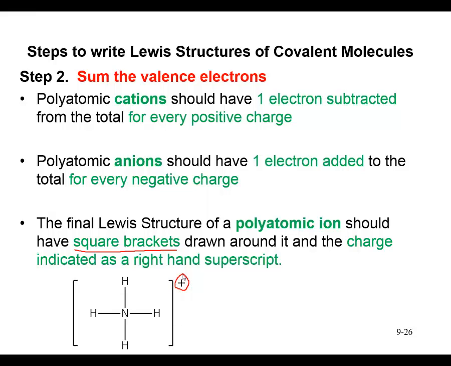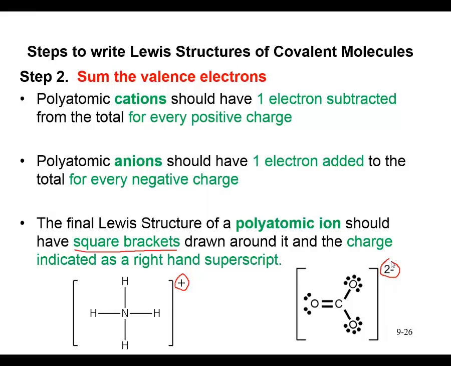Now if I have an anion, let's say we have the carbonate anion, you might have come up with a Lewis structure that looked like this. Carbon in the center, 3 oxygens on the exterior, we have a double bond in there. We put square brackets around the oxo anion here, and we show the charge in the upper right hand corner as a 2- for carbonate.